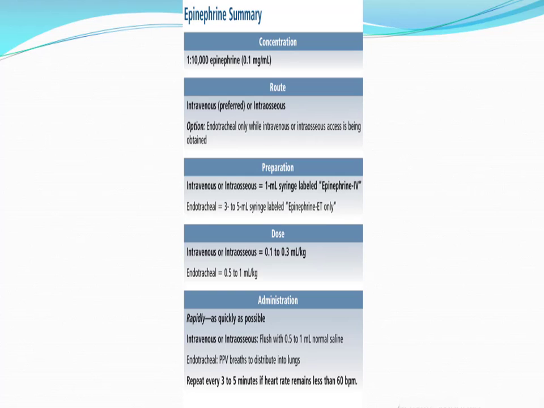And this is how we should use it. There are two concentrations of epinephrine: 1 to 1,000 and 1 to 10,000. So this is how we use it, by intravenous or intraosseous route, and the doses for each administration. Administration should be as quick as possible, followed by flushing with 0.5 to 1 ml normal saline. Through the endotracheal tube, positive pressure breaths distribute it into the lungs. I repeat every 3 to 5 minutes if the heart rate remains below 60 beats per minute.